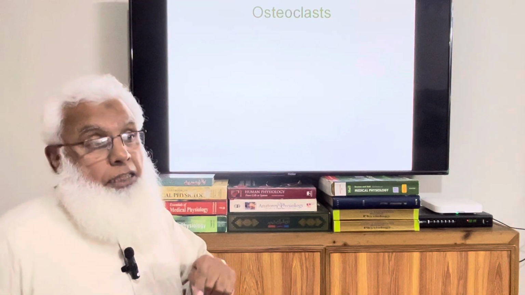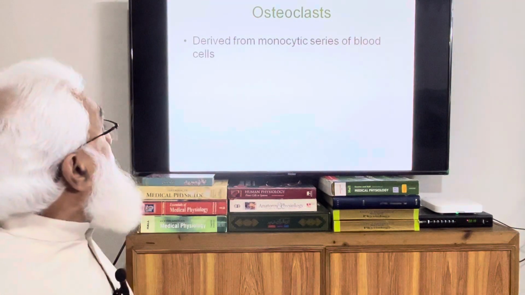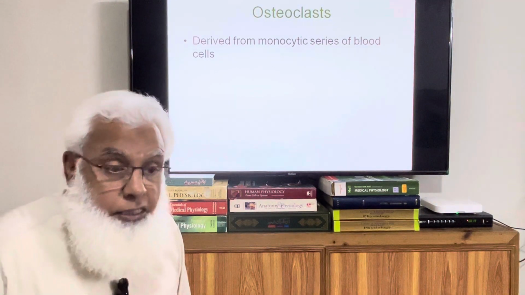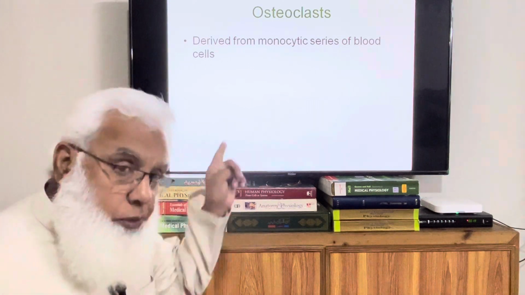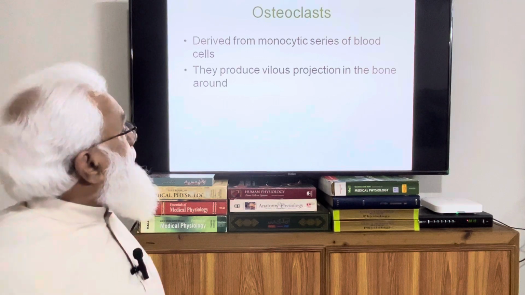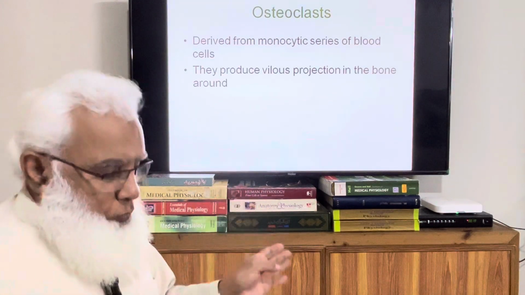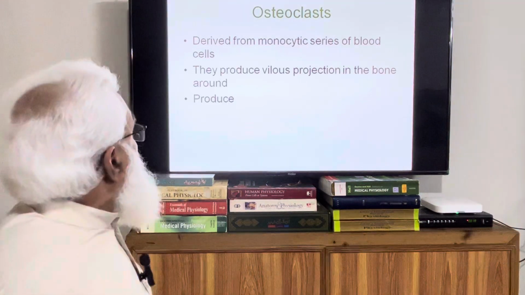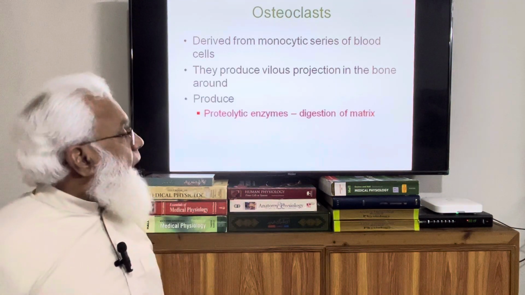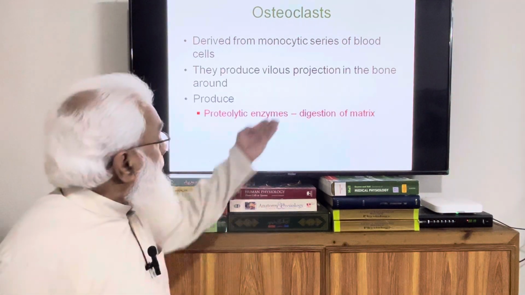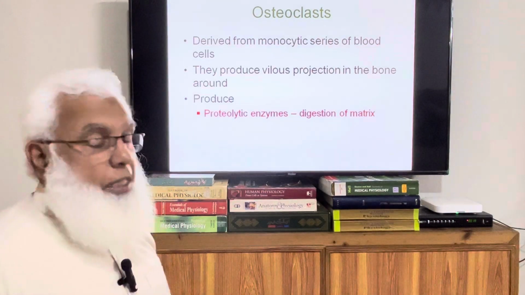Now osteoclasts are the bone resorption cells. They digest the bones. Osteoclasts are derived from the monocytic series of the blood, जैसे हमारे monocyte macrophages वाला सिस्टम है ना, उससे बनती है. They produce various villus projections in the bones. ये pseudopods like villi produce करते हैं into the bone, and they produce proteolytic enzymes which digest the collagen. Collagen में है protein, कोलेजन मैट्रिक्स में पड़ा हुआ है, डाइजेशन ऑफ द कोलेजन मैट्रिक्स को डाइजेस्ट करेगा.